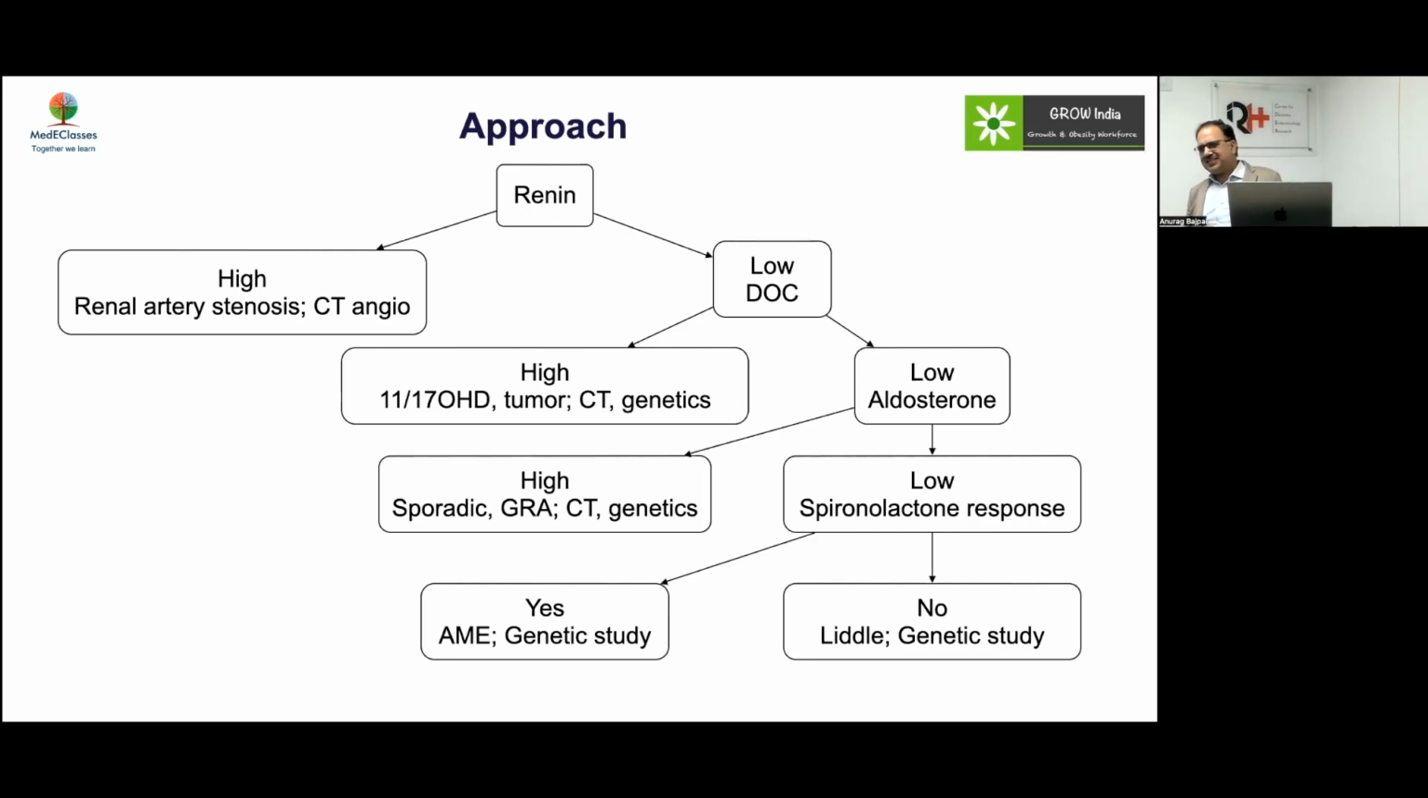If there is an XX DSD, think of 11. If it's an XY DSD, think of a 17. If, however, these are not there and your LDO is high, look for an adrenal tumor. If your LDO is low, look for spironolactone response and you will get the diagnosis.